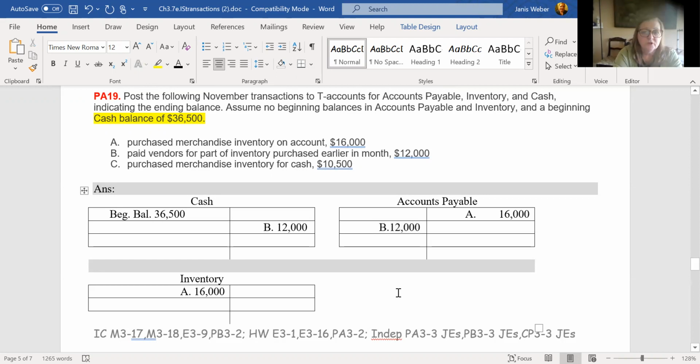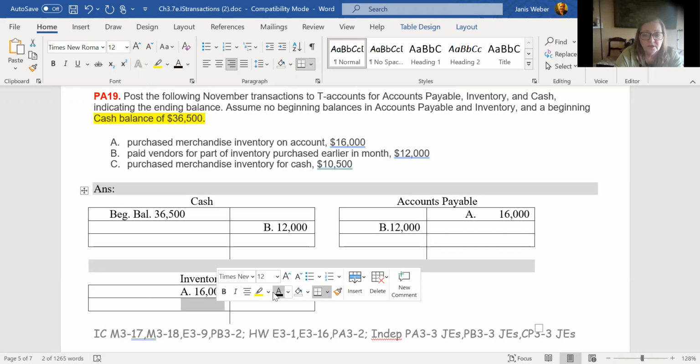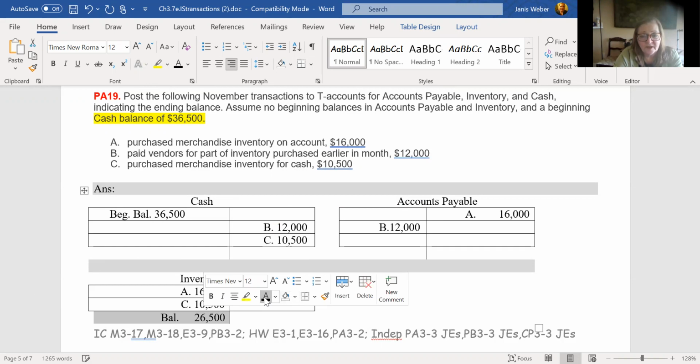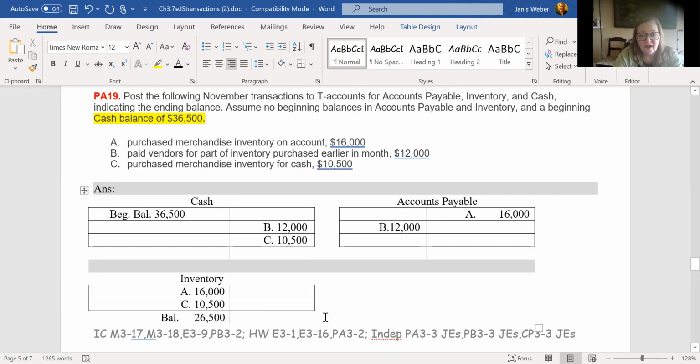In the C entry, we purchased merchandise inventory for cash. We bought some more inventory. So it increased the inventory and we reduced the cash again to pay for it. And that's all that happened this term. So I always do the easy one first. Inventory's got 2 debits. So I'm going to tally it up and I'm going to come up with a debit balance of 26,500. Then accounts payable has debits and credits, but only 1 of each.